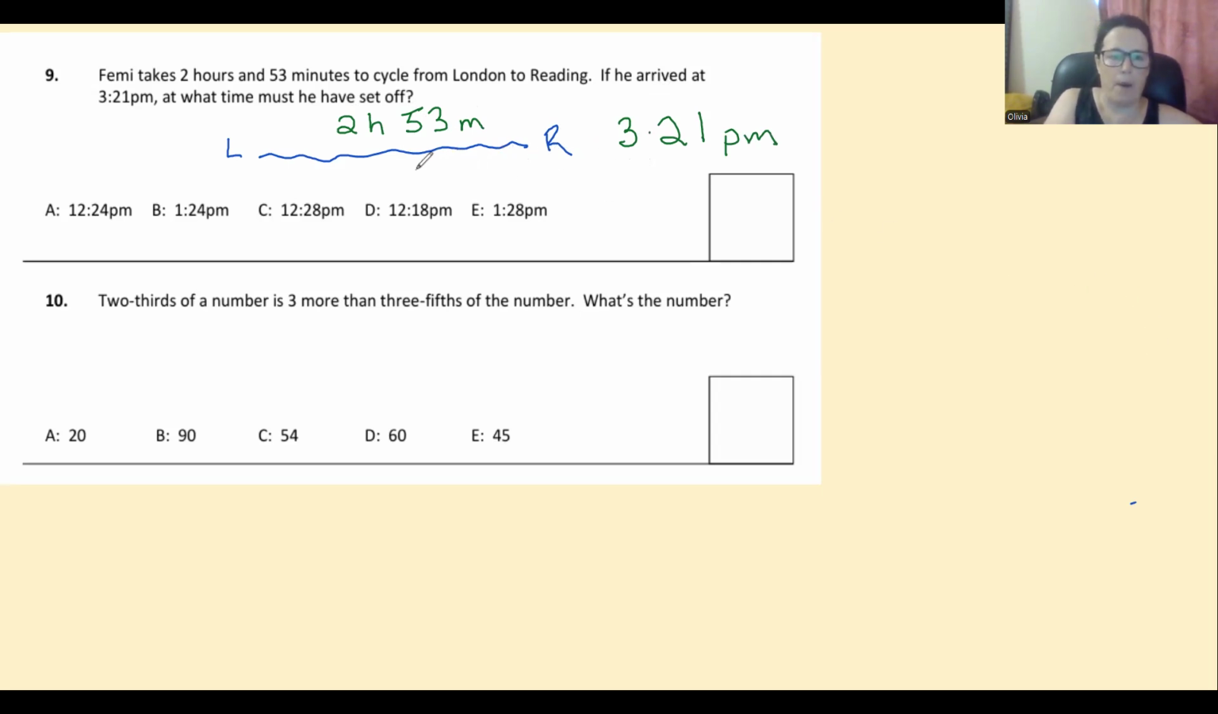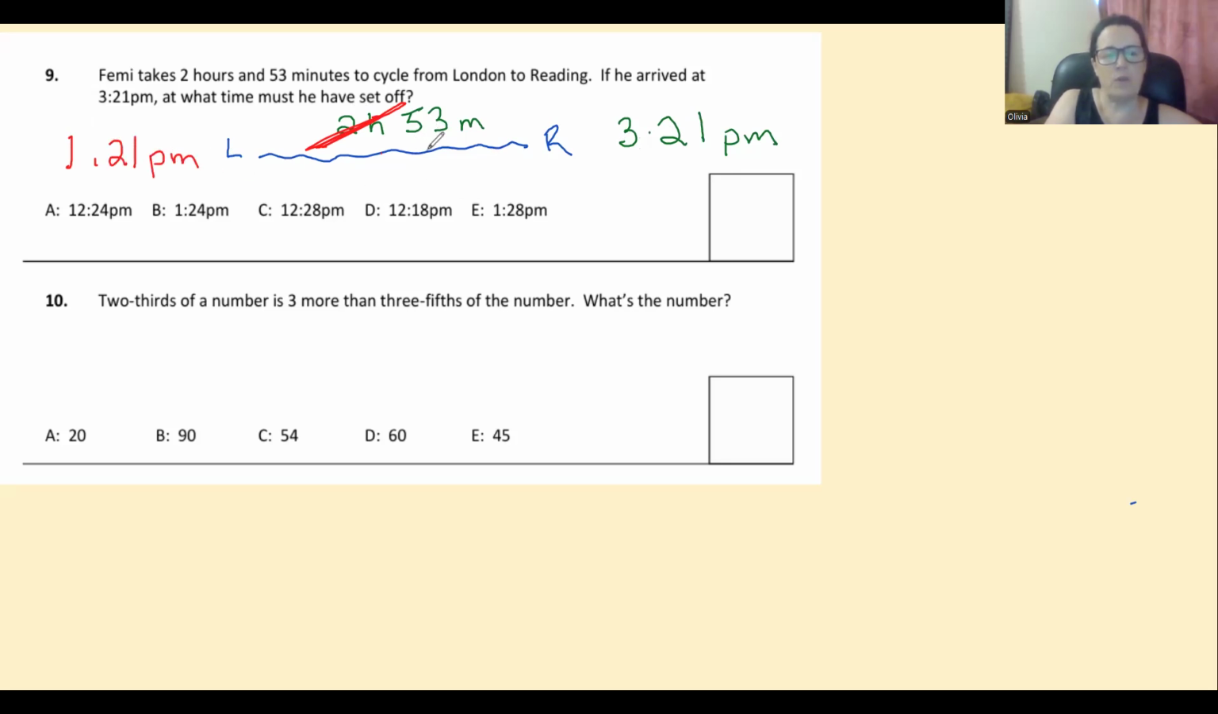So if we're going backwards, we're going to take 2 hours and 53 minutes from 3:21 p.m. If I take away 2 hours first, so let's say I'm going backwards, and if I just take away 2 hours, we're going to end up with 1:21 p.m.